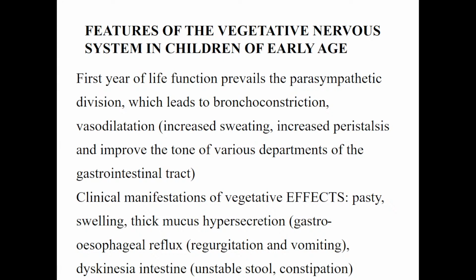Now we will review the features of the vegetative nervous system in children of early age. In the first year of life, the parasympathetic division prevails, which leads to bronchoconstriction, vasodilatation, increased sweating, increased perspiration, and improvement of the tone of various parts of the gastrointestinal tract.